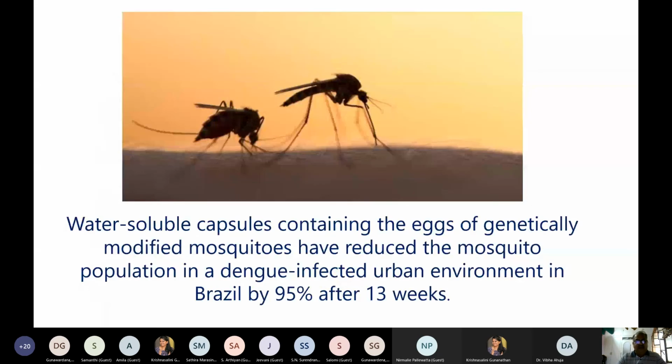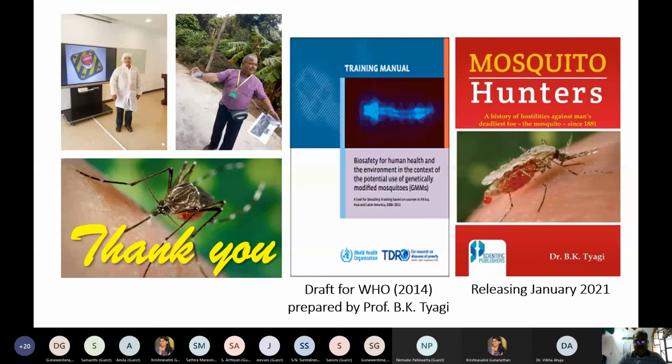And finally, with the note of hope that newer technologies are developing innovative methodologies to control the wild population in nature. In a recent experiment in Brazil, water-soluble capsules having the eggs of the genetically modified mosquitoes reduced the wild population by as much as 95%. So we are hopeful and we are sure of the success of our efforts. Thank you very, very much.